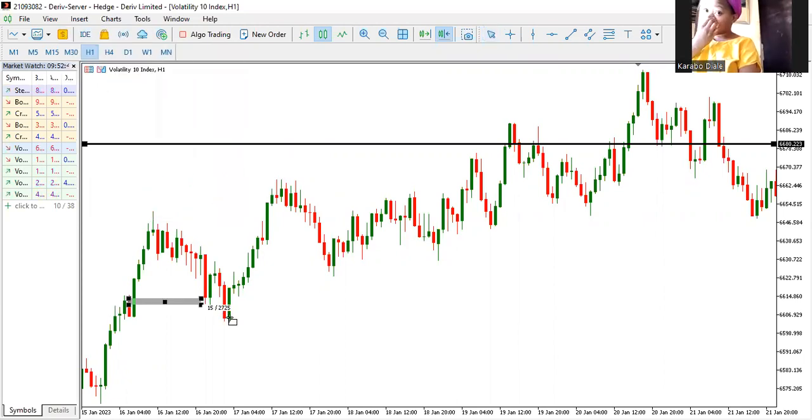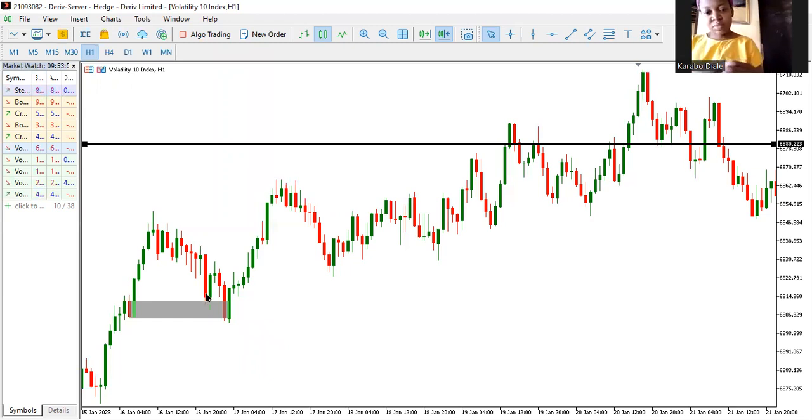Rally base rally. Remember, with rally base rally, you take your entry either in the beginning of the move. As soon as the price touches the rally base rally, you take an entry. Stop loss is always going to be below.